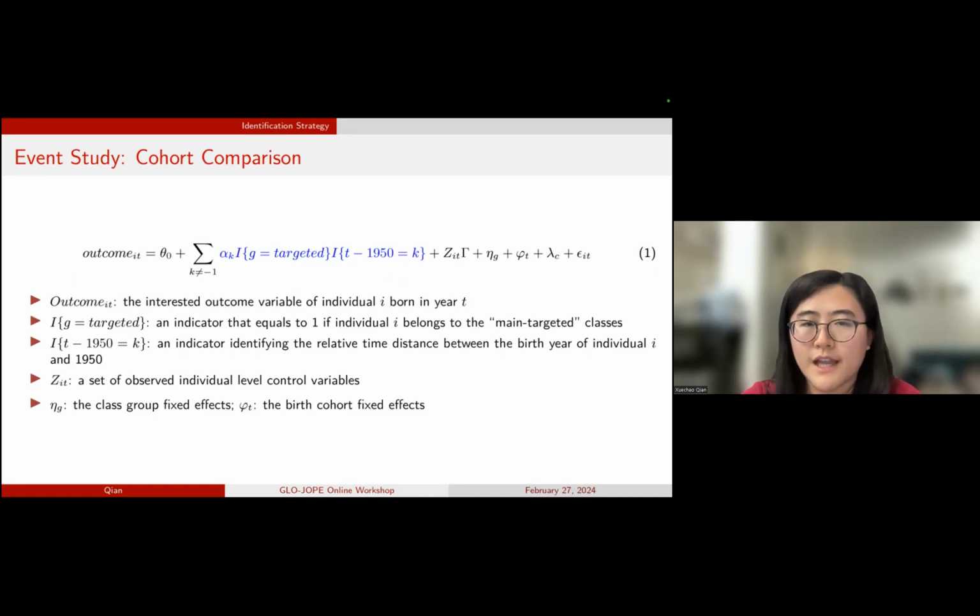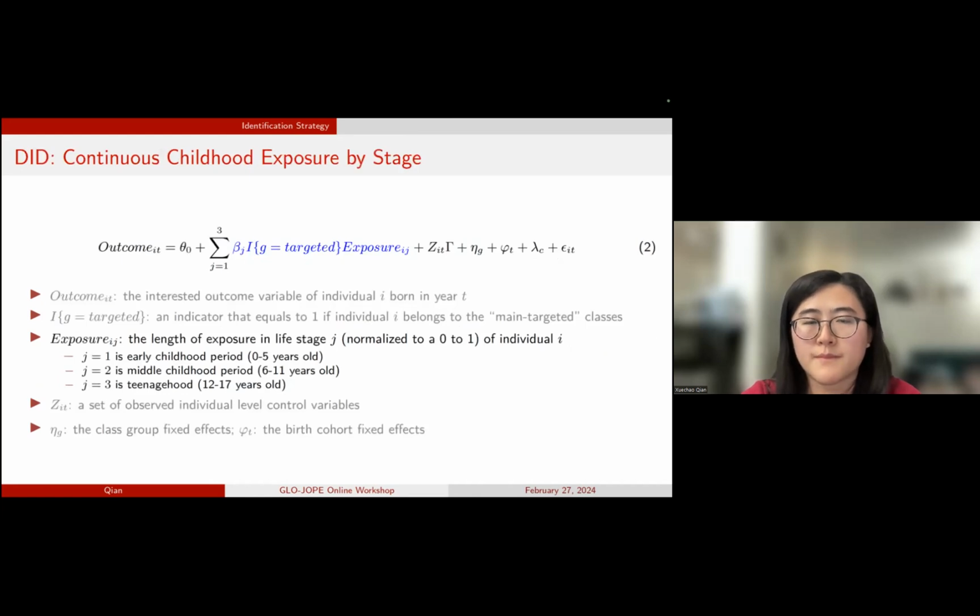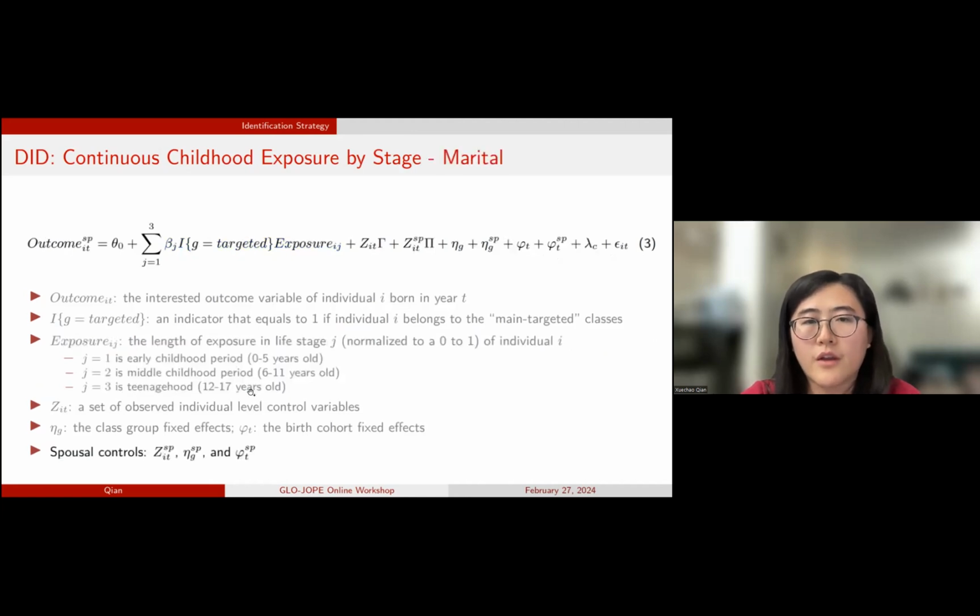I start with the event study version of the strategy. It helps us address the concern of pre-trends and compare cohorts by cohorts. Here we interact the indicator of the targeted group with the indicator of birth year relative to 1950. Later we can also replace this year indicator with the level of exposure, which is basically the length of exposure in each childhood period, to measure the treatment effect. I can also add controls for the spouse's variables, and replace the outcome with the spouse's outcome to look at the marital sorting effect.